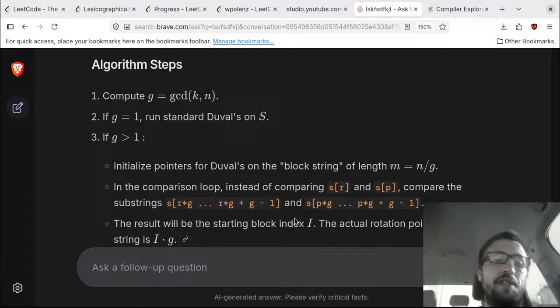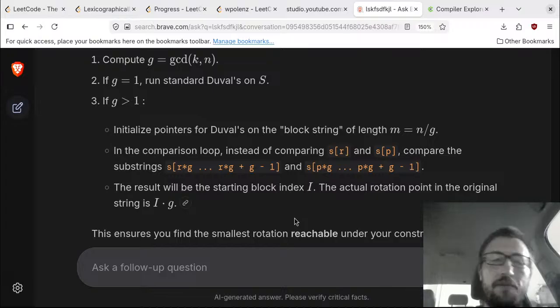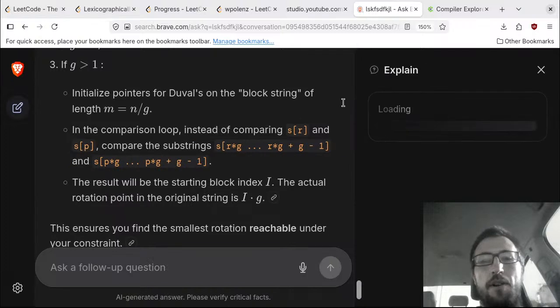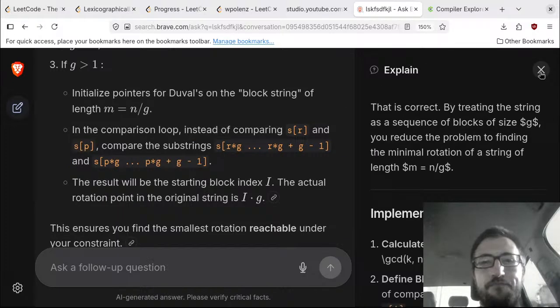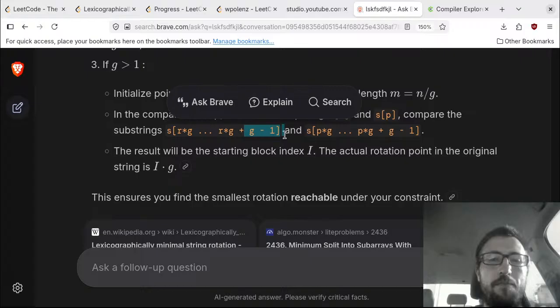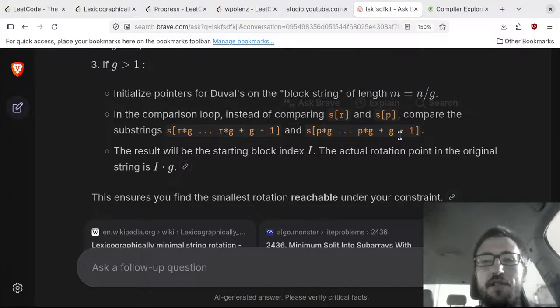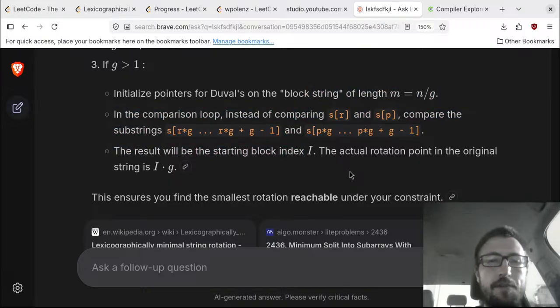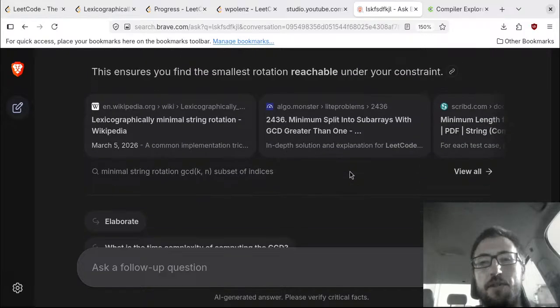If g is greater than 1, initialize pointers for Duval's on the block string of length m equals n over g. In the comparison loop, instead of comparing S of r and S of p, compare the substrings S[r times g ... r times g plus g minus 1] and S[p times g ... p times g plus g minus 1]. The result will be the starting block index I. The actual rotation point in the original string is I times g. This ensures you find the smallest rotation reachable under your constraint.